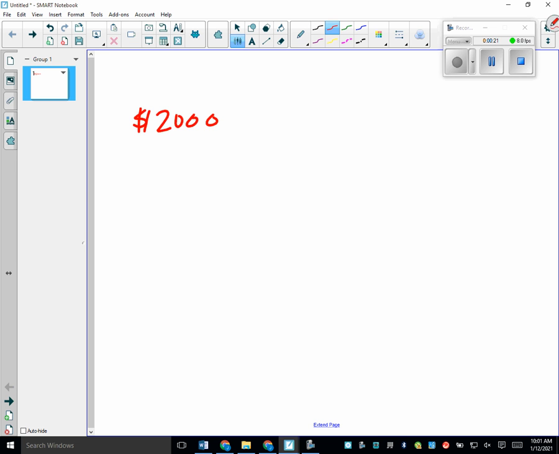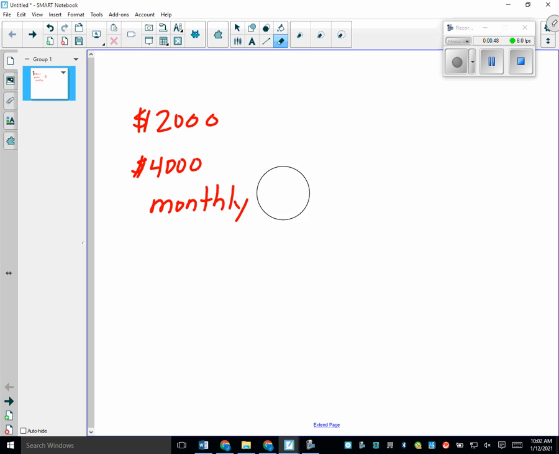How long will it take it to double if the interest rate is compounded monthly? I want it to double. So how much do I want at the end? 4,000. And I want it compounded monthly. Which formula am I using? A. Oh, so 4,000, right?